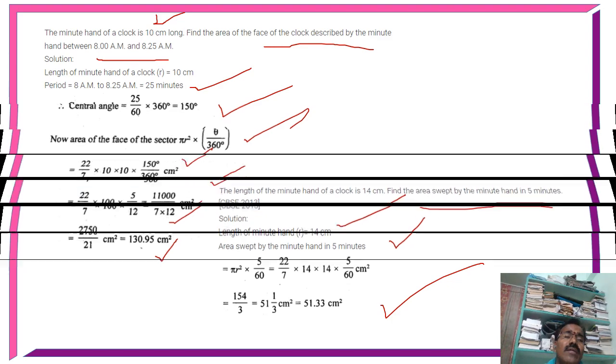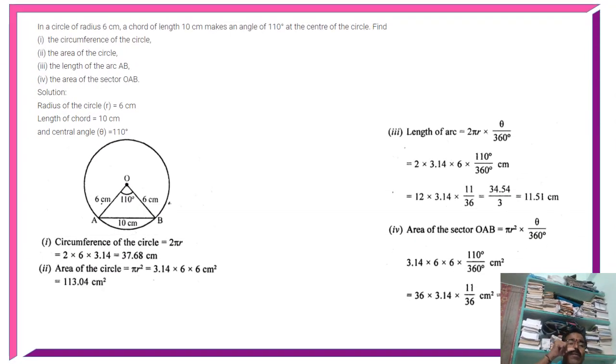Next, let's go with the next problem. Again, it is area of circle, length of arc, and area of sector. Length of arc formula is L equals theta by 360 into 2 pi r. Area of circle is pi r square, circumference is 2 pi r. Substitute, simplify, we get the values. That's it. This is the way to complete, students.